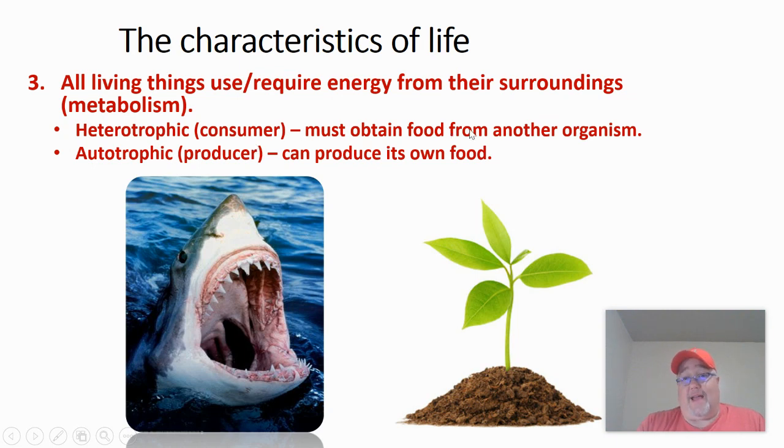These are organisms that have to obtain food from another organism. So a shark eating a seal, that'd be a classic example of a heterotrophic organism or a consumer. Whereas an autotrophic organism or a producer can produce their own food, typically through photosynthesis. There's some other ways that organisms can make food. Photosynthesis is kind of the big one. So that's how plants make sugar. It's called glucose, and that's what they use as a fuel source, as an energy source.